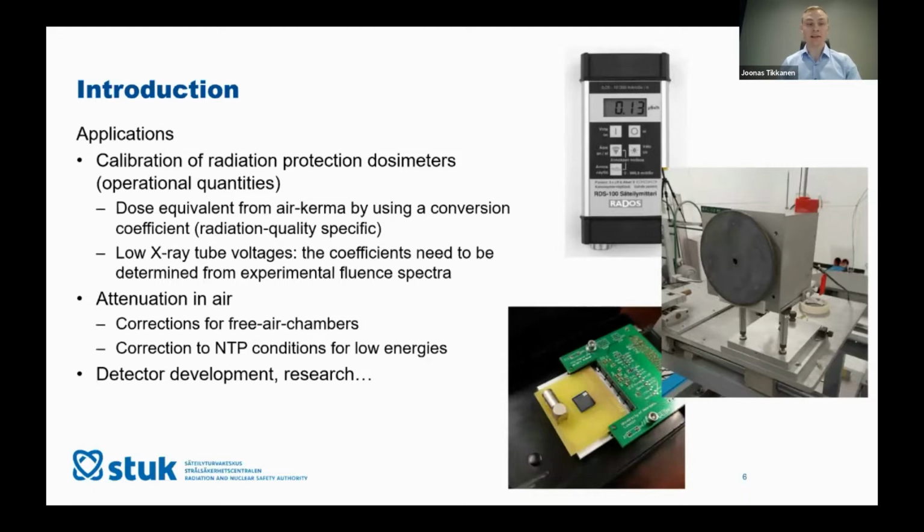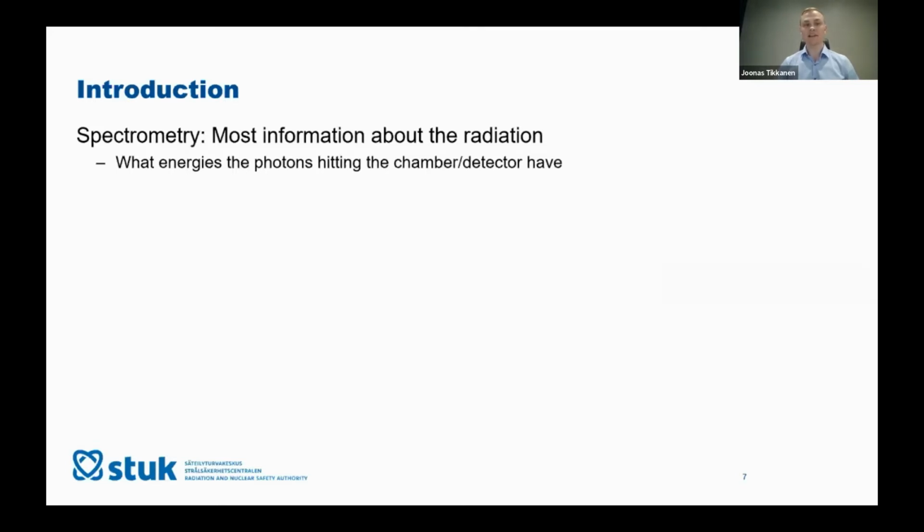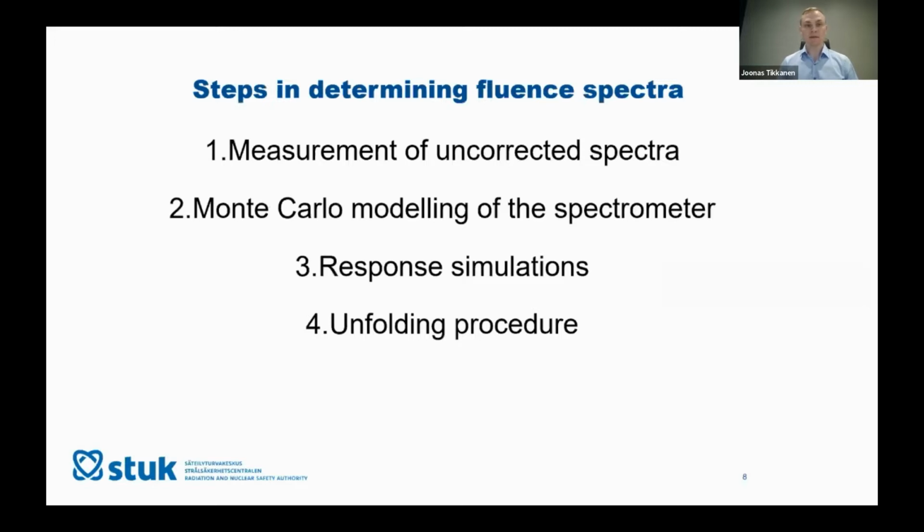Then there are a lot of other applications, detector development, different research purposes. But the question why the spectrum is needed is really this. We get most information about the radiation from these spectral measurements. So what type of photons with what energies are coming to the point of measurement when we are measuring something. These are the steps you need to do when you are determining your fluence spectra from your X-ray machines. But before we go into more detail into this, let's take a look at the basic physics behind all this.